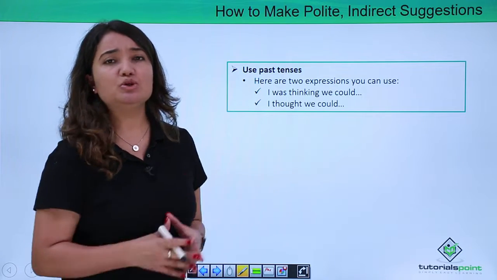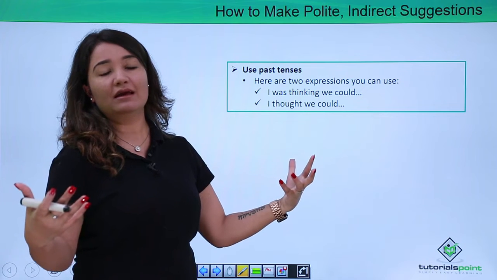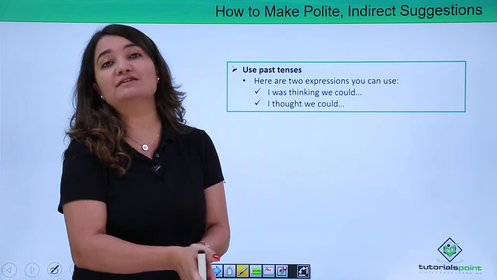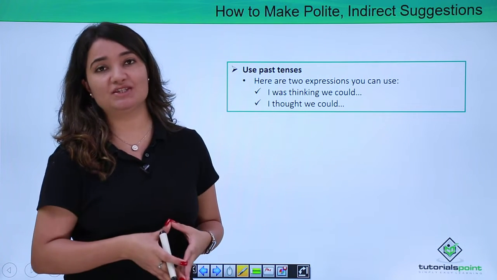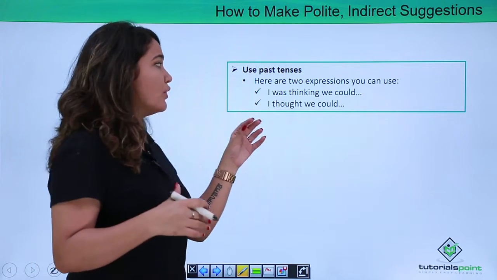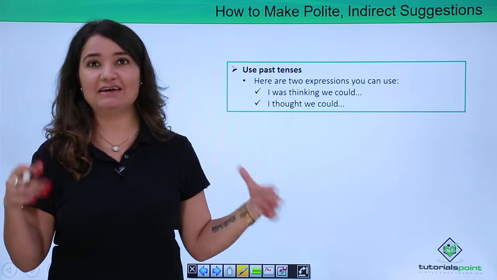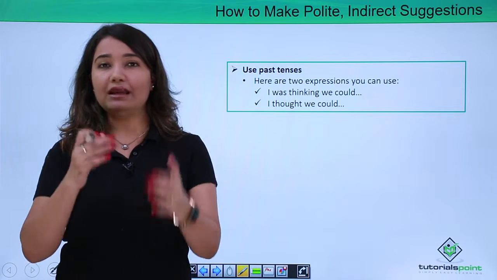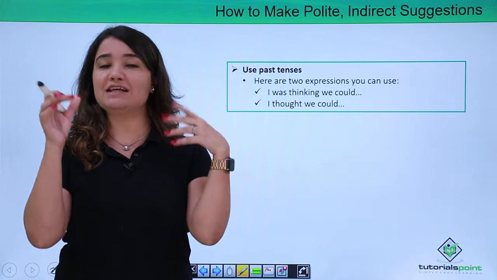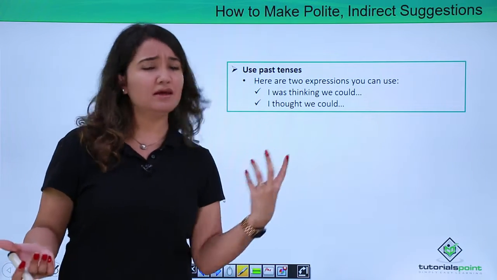Well, how about using past tenses? So past tenses definitely again are another effective way of presenting your suggestions very politely. So I was thinking we could, or I thought we could. So if you're using a past tense, definitely you're making it sound way more polite. So I was thinking we could.